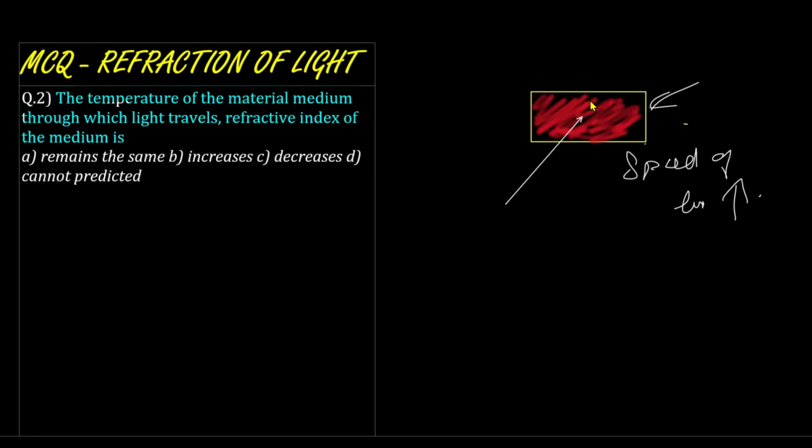And the reason, as I said, is that on increasing the temperature, the refractive index of the medium decreases, and we know that lower the refractive index, higher is the speed, and therefore the speed of light increases.